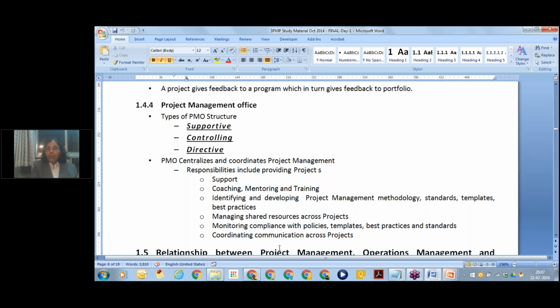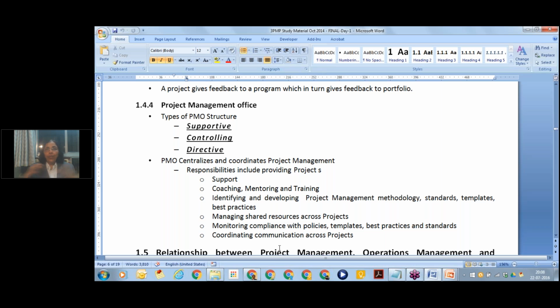A controlling PMO checks that the templates and best practices and standards you are using, you are not bypassing them. Why do they do that? Because if you use the best practices, obviously your project management is going to be good. So controlling PMO checks if everything is going on well. Controlling PMO is the PMO that audits your project, checks if you are using the best practices, if your quality is good, are you slipping somewhere? So these are the controlling PMOs.